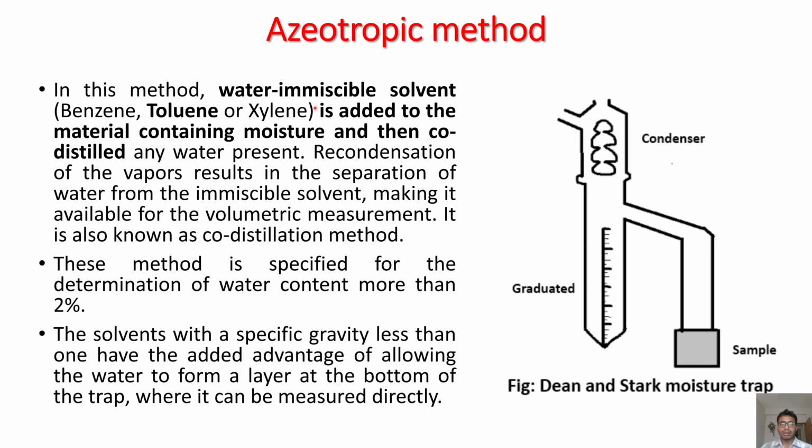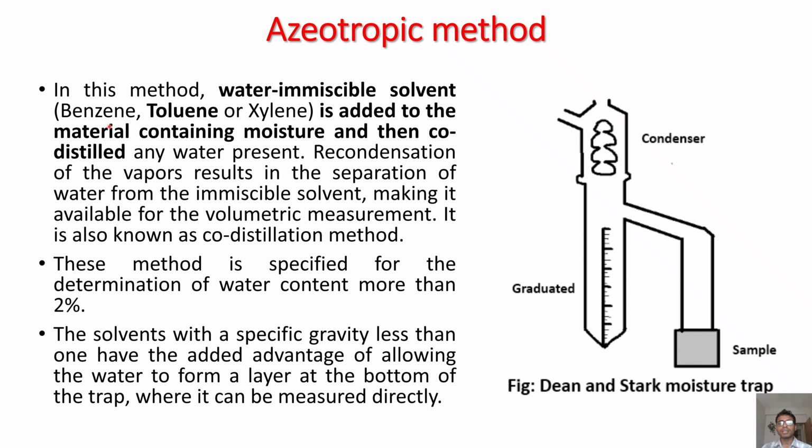So in this method, a water-immiscible solvent like benzene, toluene, or xylene is added to the material containing the moisture and then co-distills any water present. Okay, it utilizes a machine like a Soxhlet extractor, in which first of all the sample is mixed with toluene or benzene or any other solvent. Okay, this solvent needs to be heavier than water. I will say the reason behind this later. First of all, the sample is mixed with benzene or toluene.